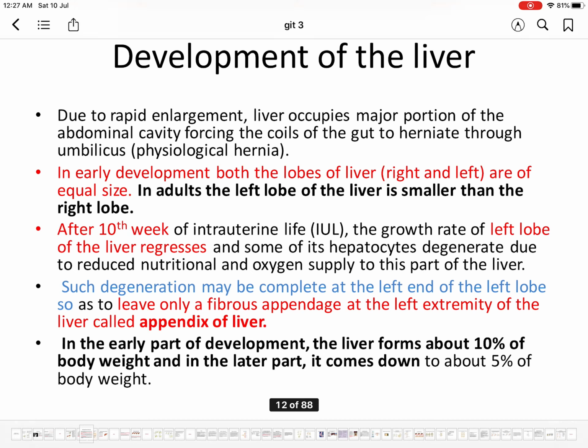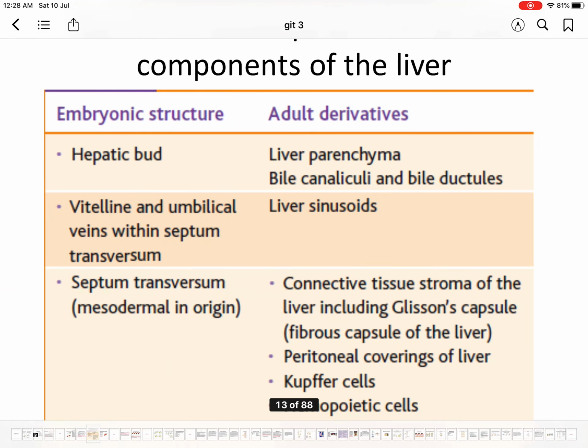Then on the extreme left side of the left lobe of liver, only a fibrous part, a fibrous appendage, is left, that is called the fibrous appendix of liver. Okay, and in early part of the development, liver forms 10% of the body weight, but later on it forms 5% of the body weight.